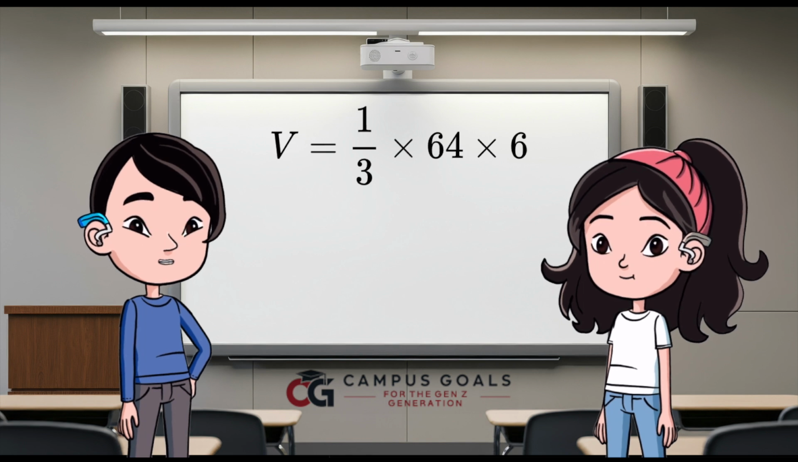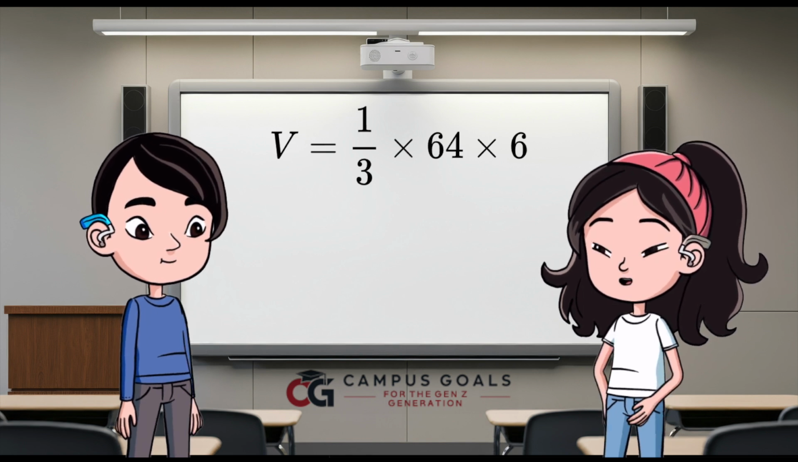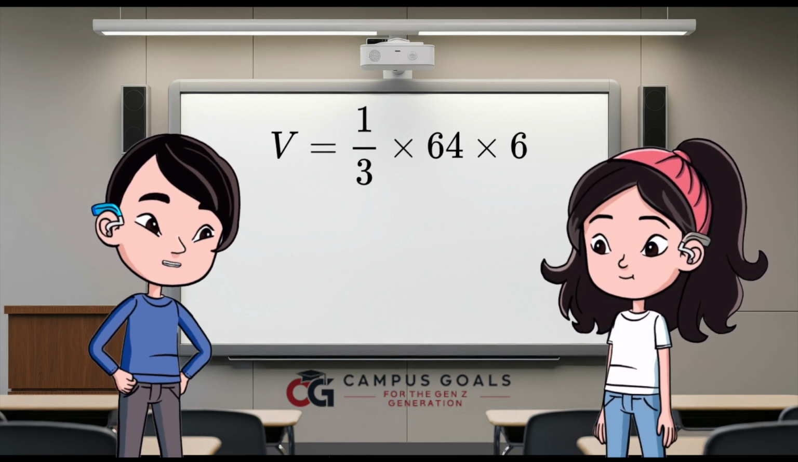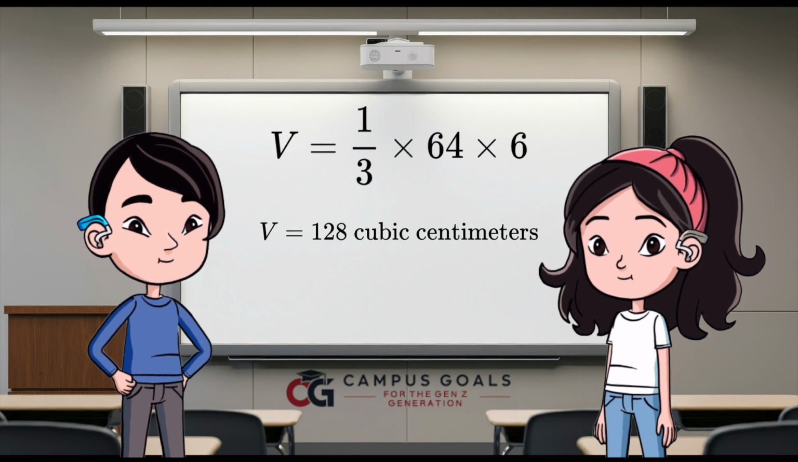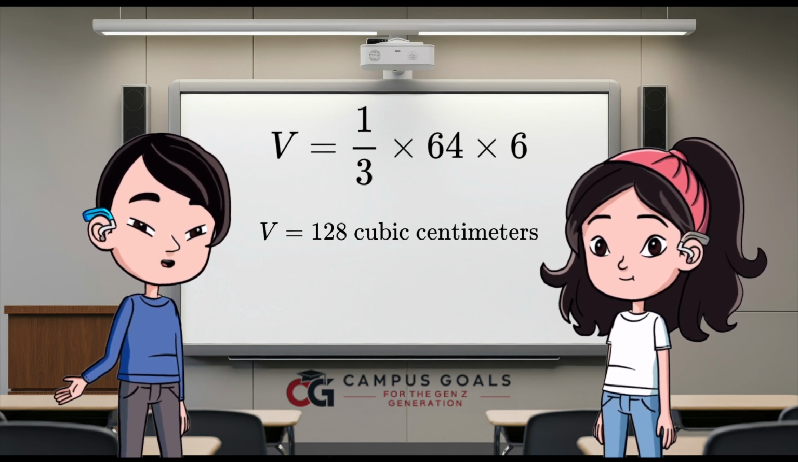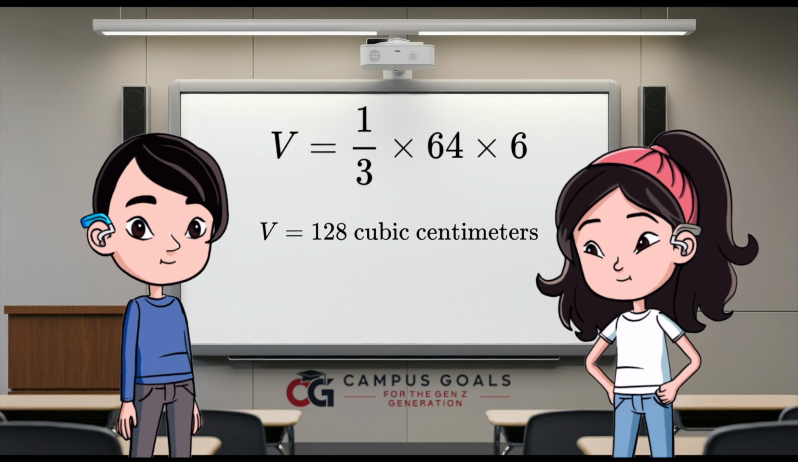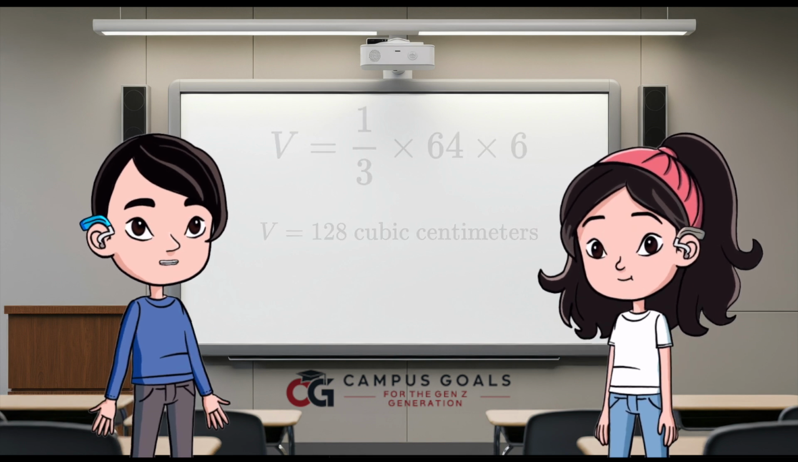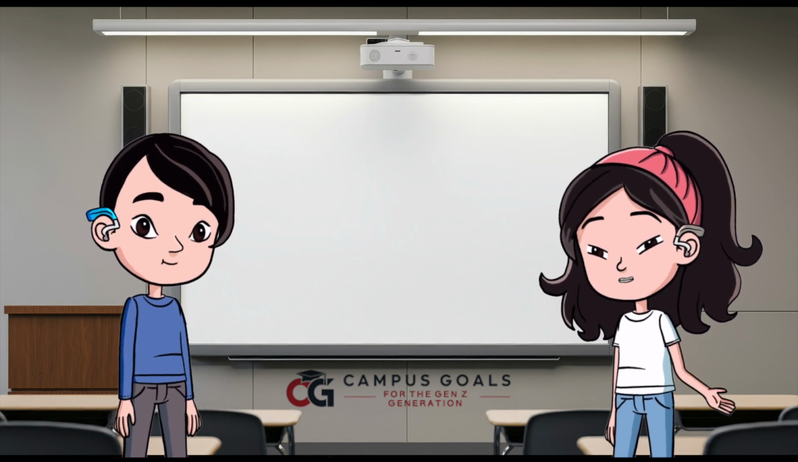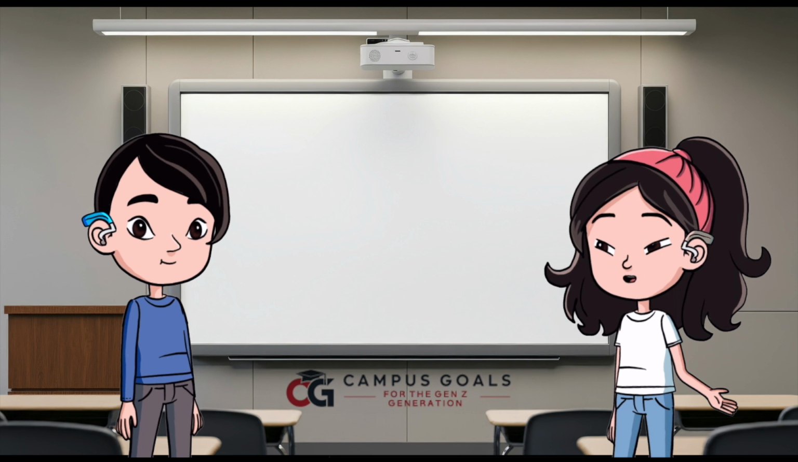So plug it in. V equals 1/3 times 64 times 6. And what's that give us? That equals 128 cubic centimeters. Boom! Nailed it. Feeling more confident already. Let's keep the momentum going. How about we try one with surface area?